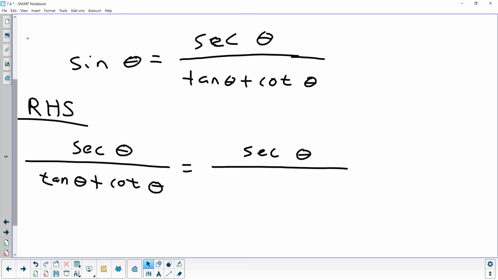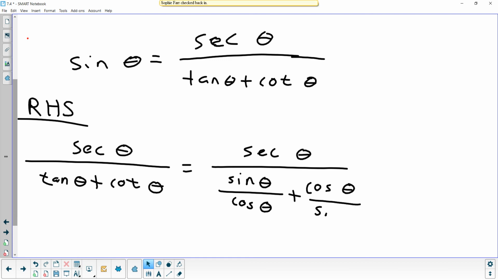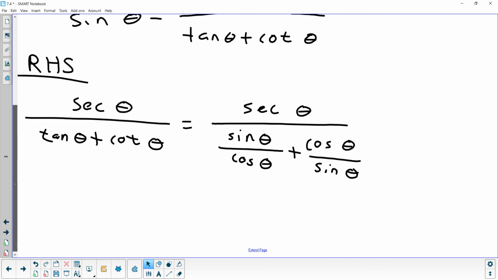So let's rewrite this. Tangent is, what did you say, Mabel? Sine over cosine. And what about cotangent? Cosine over sine. Okay, that at least pointed me in a direction, because now when I look at the bottom, I think of something I can do. What trick could I try in the bottom now? I would now try the common denominator.